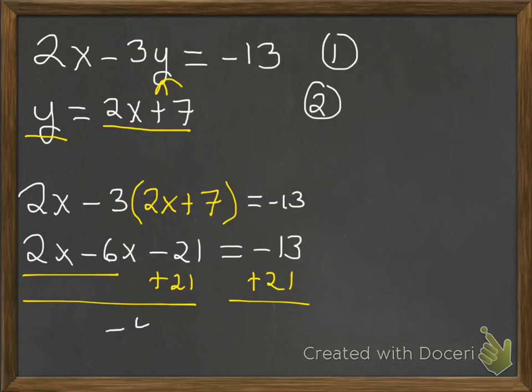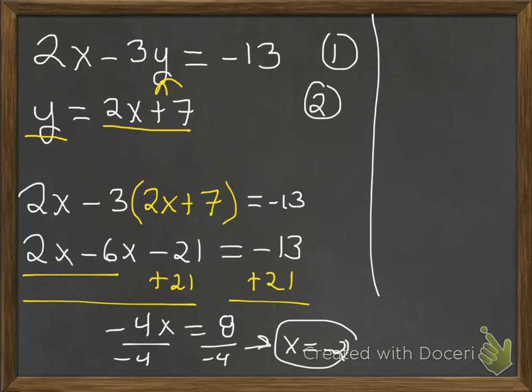So we'll follow the golden rule. Anything we do to one side, we do to the other. So we have negative 4x is equal to positive 8. We're going to go ahead and divide both sides by negative 4. And we'll get x is equal to negative 2.